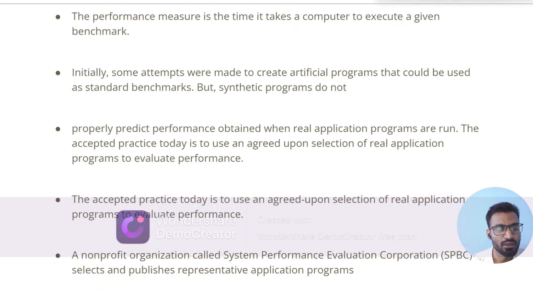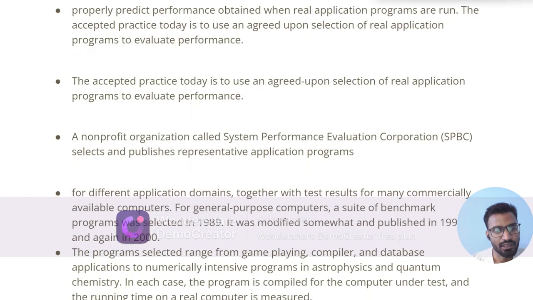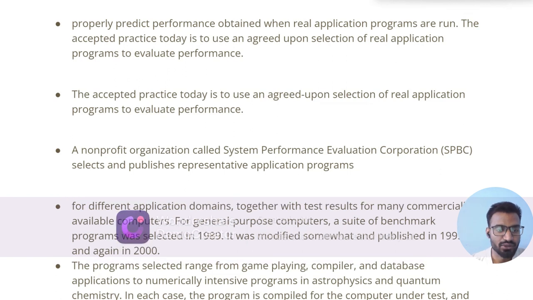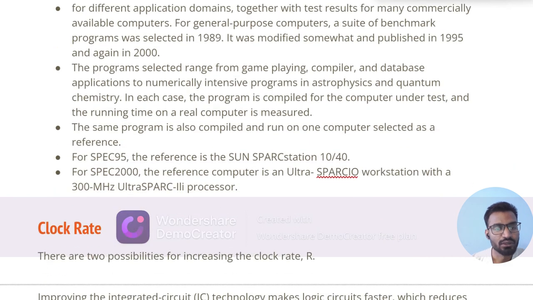There is a non-profit organization called the System Performance Evaluation Corporation, which selects and publishes representative application programs. This is a corporation or cooperative society concerned with good performance CPUs. The programs are compiled and run on one computer selected as a reference. Some of the benchmark names are SPEC95 and so on.